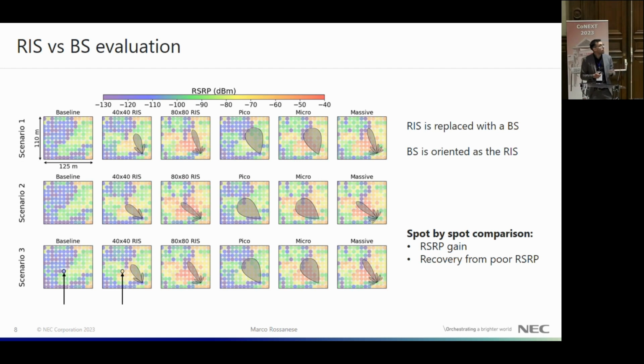Then to evaluate the performance of an introduction of an RIS or a base station, we could look at the color of the spots. So you could already see from the plots that where we have a micro or an 80 by 80 RIS, we are doing better than the baseline. But to be more precise, we need to make another kind of evaluation. So what we did was to analyze spot by spot the baseline against another technology. In particular, we were looking at how much gain in terms of RSRP we were getting and how many spots were recovered from below the threshold to above the threshold.